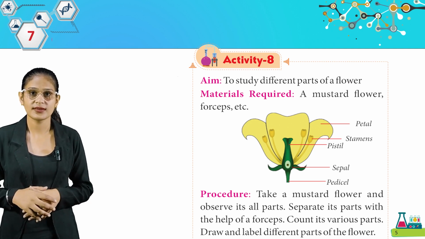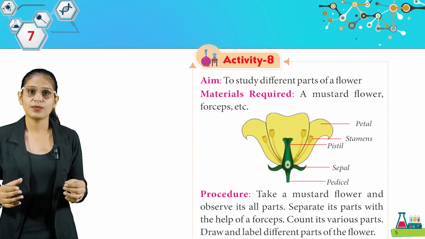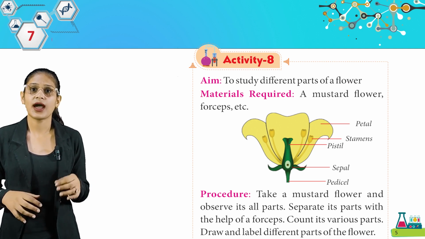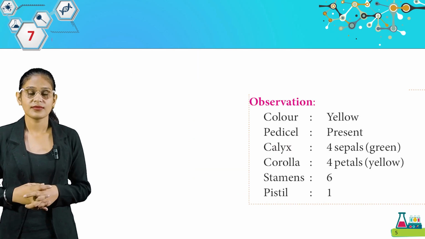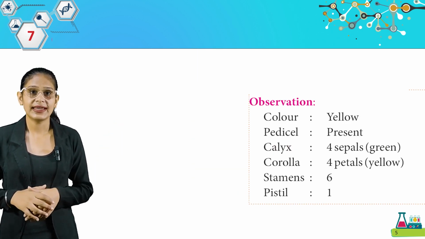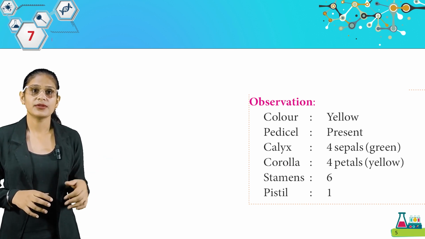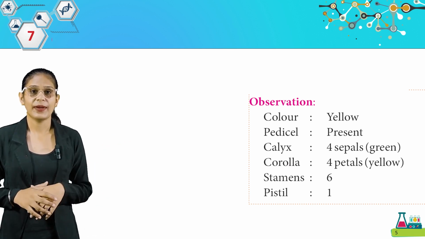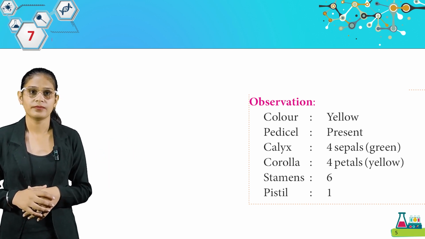Now we have the procedure. Take a mustard flower and observe all its parts. Separate its parts with the help of forceps. Count its various parts. Draw and label different parts of the flower. Here is the observation. Color yellow, pedicel present, calyx 4 sepals green, corolla 4 petals yellow, stamens 6, pistil 1.